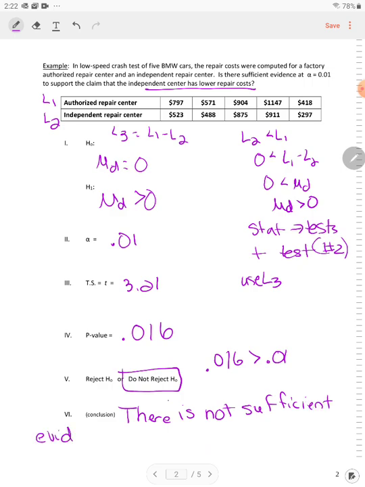To support the claim that mu d is greater than 0. So we can't say the independent center has lower cost. We can't support that claim.